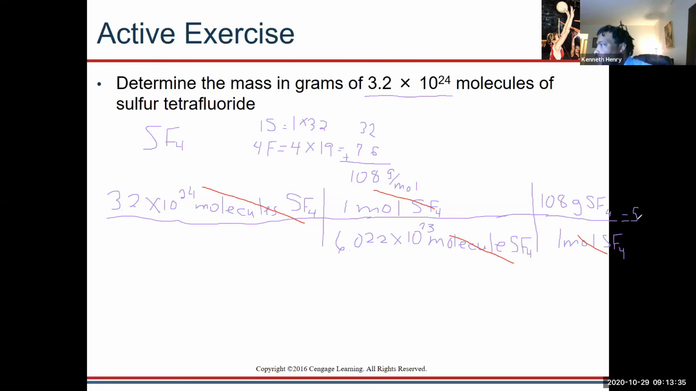So my answer on my calculator is 573.896 grams of SF. So my final answer, taking into consideration sig figs, is that I have 2 sig figs. So then what would my answer be?